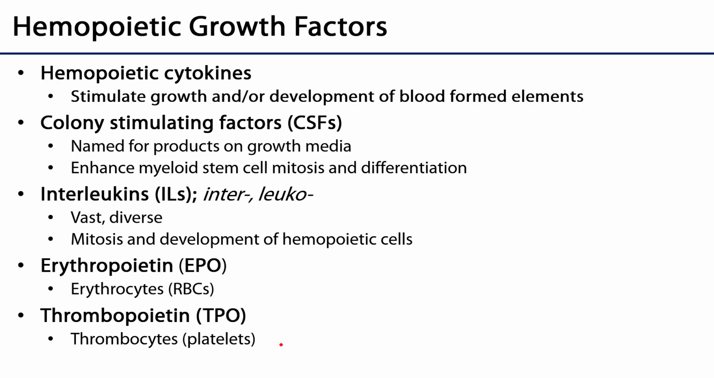Now, specific cytokines that affect formed elements are called hemopoietic growth factors, which are sometimes just referred to as hemopoietic cytokines. So these are cytokines that specifically stimulate growth and or development of blood-formed elements. And there are a couple of major categories here. Again, these are very broad strokes, but we have things called colony stimulating factors, or CSFs. Colony stimulating factors are usually going to work on colony forming units, CFUs, so they specifically are going to enhance myeloid stem cell mitosis and further differentiation.